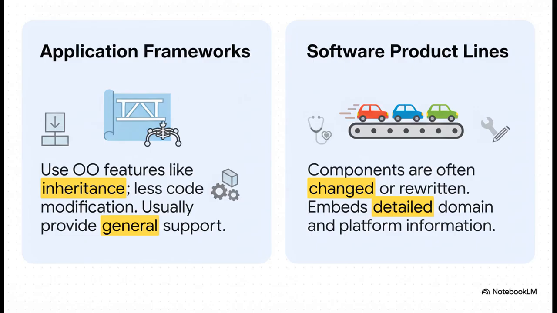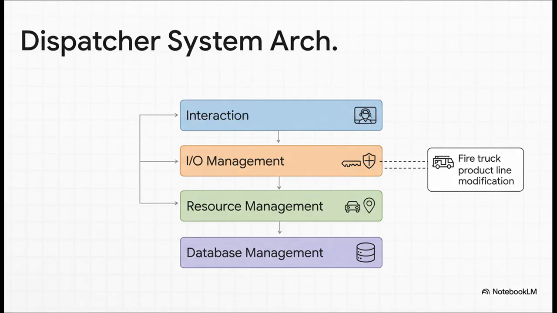Now, it can be a little easy to mix up frameworks and product lines, so let's be clear on the difference. With frameworks, you typically extend them using object-oriented things, like inheritance, and you generally try not to mess with the framework's core code. Product lines are often more flexible. You might directly modify, rewrite, or even replace components to fit a new product. Frameworks also tend to be more general purpose, like a web framework, while product lines have really specific domain knowledge baked right in, like the details of a medical record system. So the short version is you extend a framework, but you configure and adapt a product line. Let's look at a quick example.